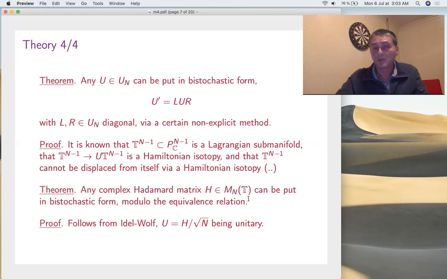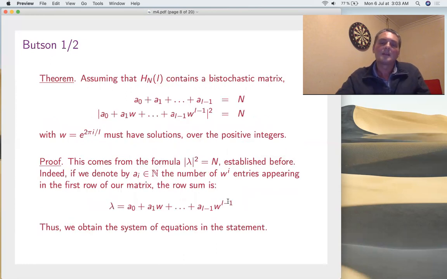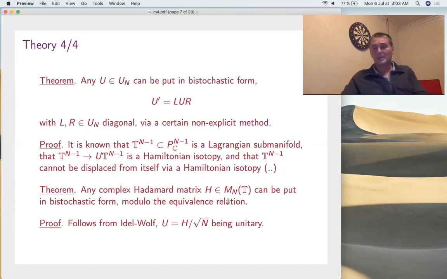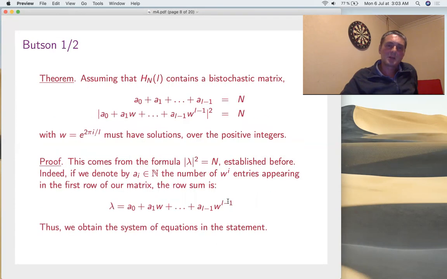So as a consequence for us, this was for any unitary. Now we're interested in Hadamard. So of course, these are rescaled unitary, so they can be put in bistochastic form non-explicitly. Now, well, this is quite difficult, so we'll be back in a second to it. So it's not clear. Maybe for Hadamard something can be done. I mean, explicit, that would be very, very interesting. So let's first see a bit what's going on with other things.